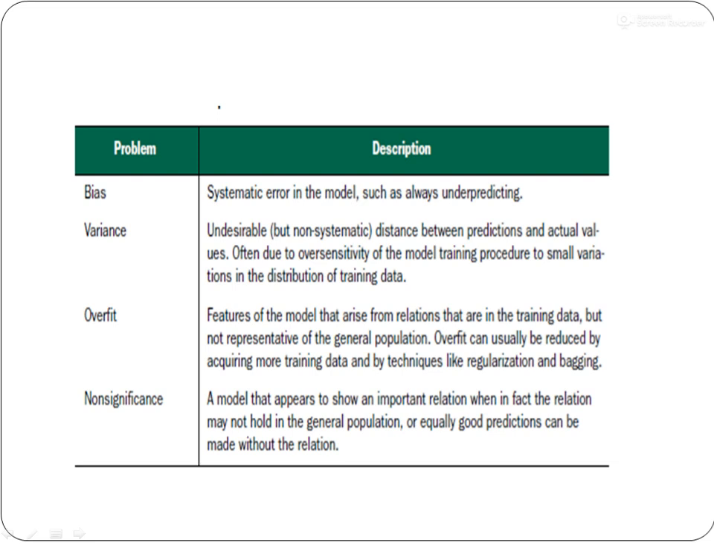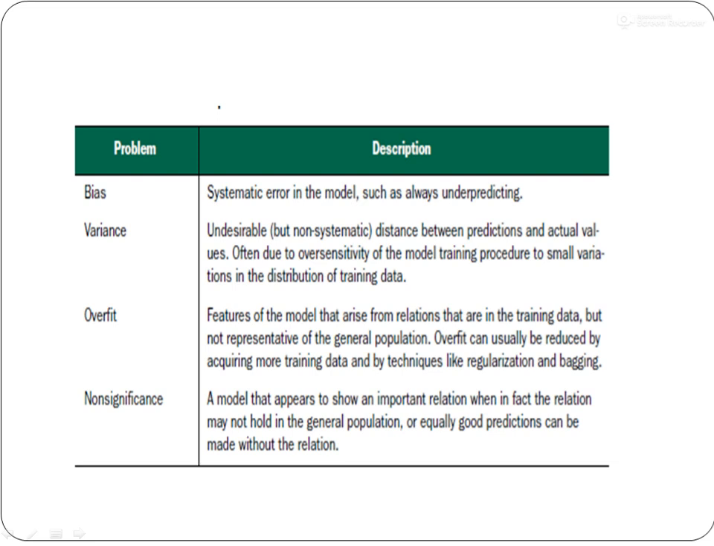Another common problem encountered is overfitting. Overfitting means features of the model that arise from relations in the training data but are not representative of the general population. It actually appears due to training data error. Overfit can usually be reduced by acquiring more training data and by using techniques like regularization and bagging.